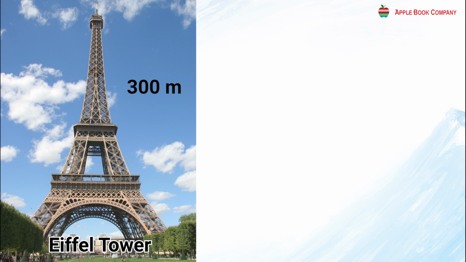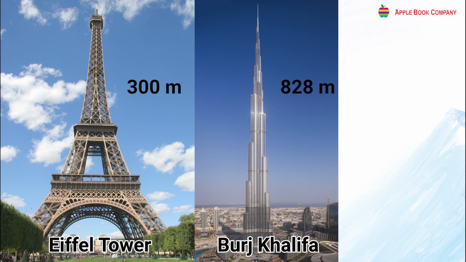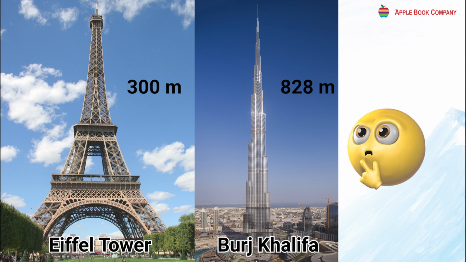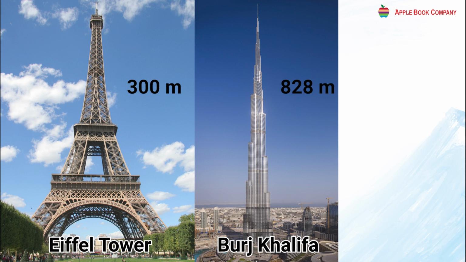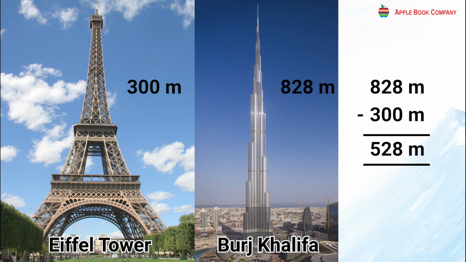Subject link. The height of Eiffel Tower is 300 meters and that of Burj Khalifa is 828 meters. Which one is taller and by how much? Burj Khalifa, which is 828 meters, is taller and it is 528 meters taller than the Eiffel Tower.